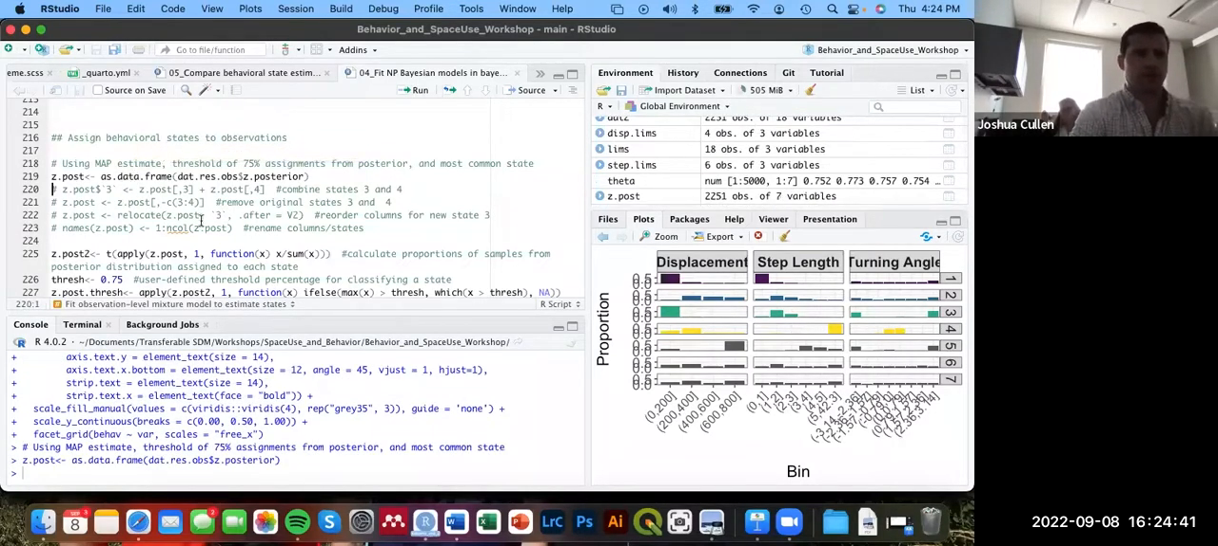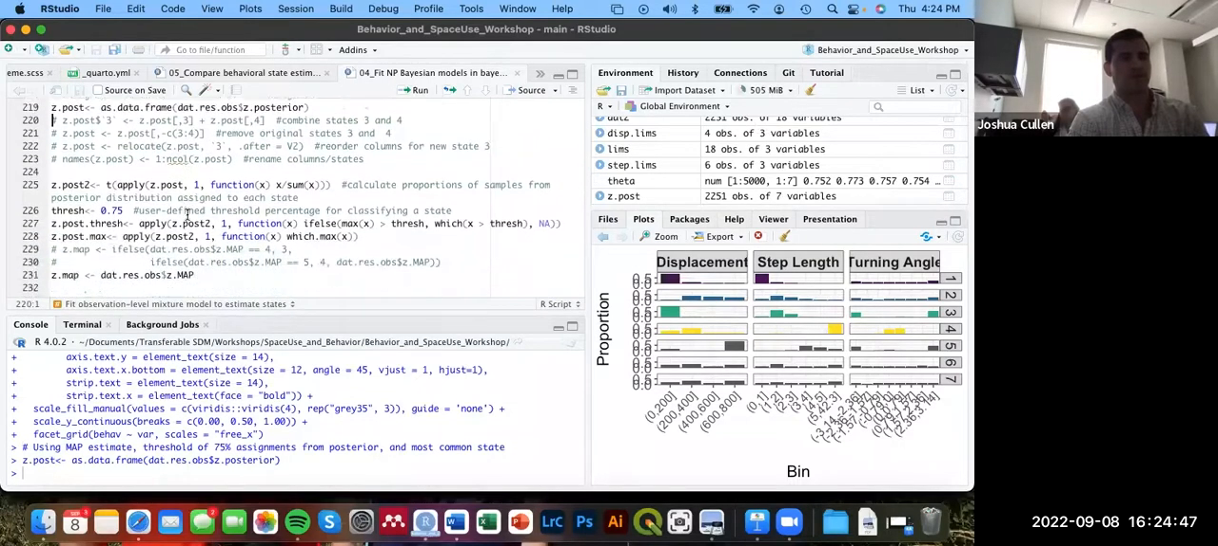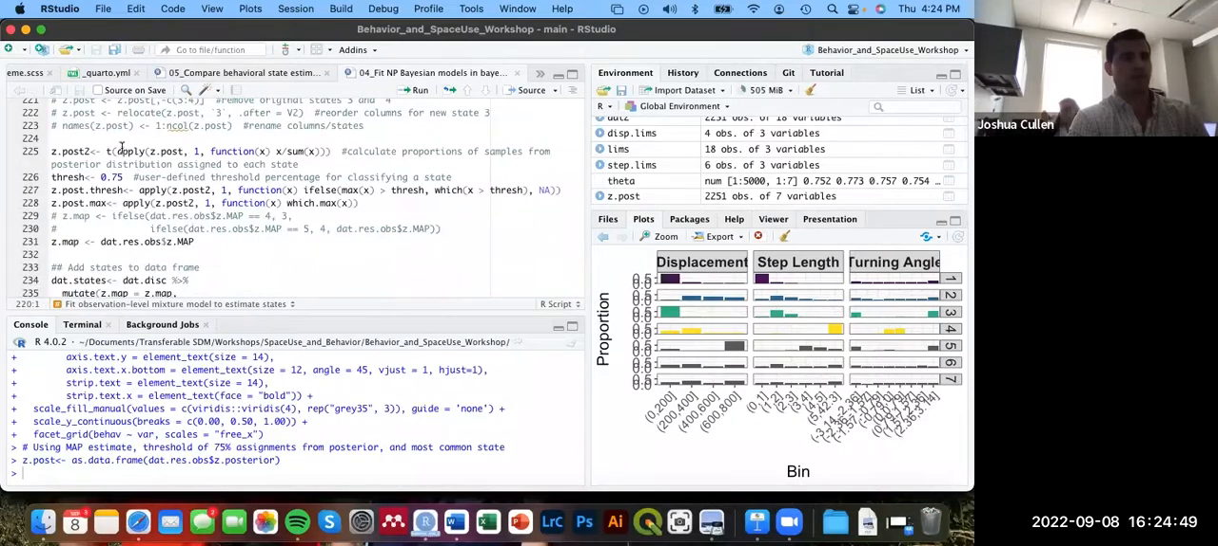I think this code was from a previous version that I was running with these data sets, where I was combining different states together. We're going to skip that and move on to this next line, where I'm calculating the proportion of samples from the posterior distribution assigned to each state. So across all iterations of the Markov chain, what's the proportion that it was assigned to one of these 7 states?